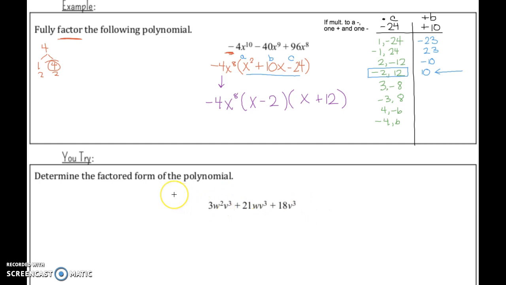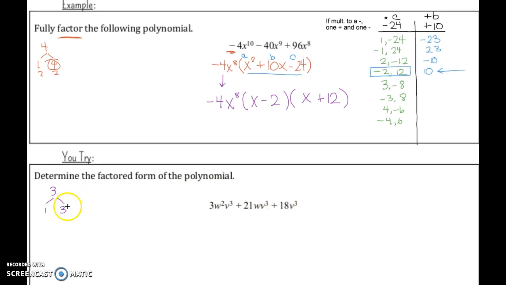So first step, remember, is to find our GCF. So I'm going to go through and make my tree for 3, which is nice because it's just 1 and 3. And then I'm going to see, okay, 3 can definitely be divided by 3. Can 21 be divided by 3? Yes. Can 18 be divided by 3? Yes. So 3 is part of our GCF.